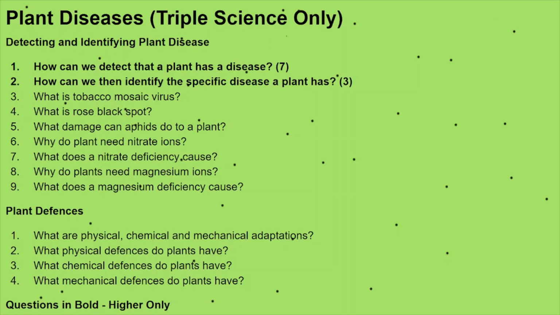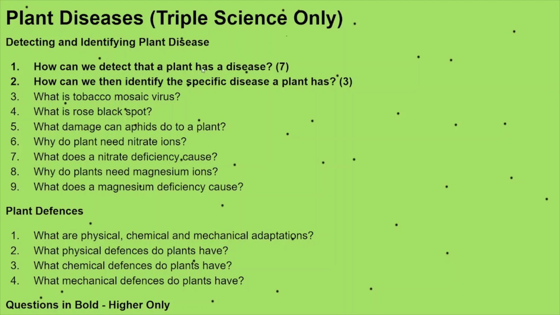So our final section is plant diseases, and once again this topic is only in the triple science specification, so if you're combined science you don't need to worry about this. If you want to pause the video and have a go at these 13 questions, these first two are higher only.